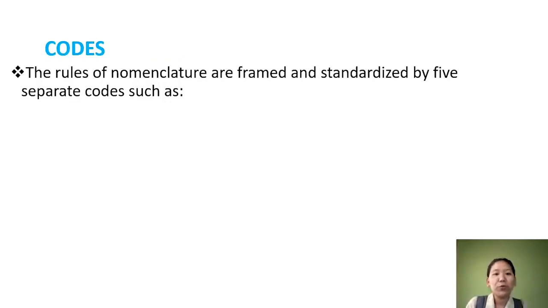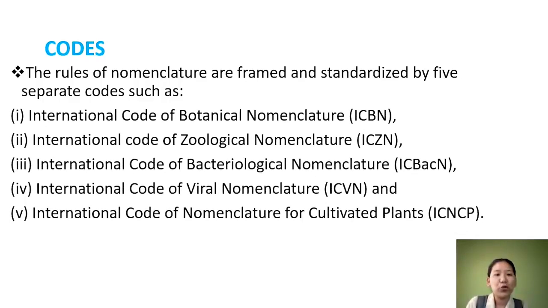For different groups of organisms, we have different codes. First, the International Code of Botanical Nomenclature, that is ICBN, is used for the naming of plants. The second one is the International Code of Zoological Nomenclature, ICZN, for animals. Then the International Code of Bacteriological Nomenclature, for bacteria. Next, the International Code of Viral Nomenclature, for viruses. And next, the International Code of Nomenclature for Cultivated Plants. For cultivated plants, again, we have a different code here.